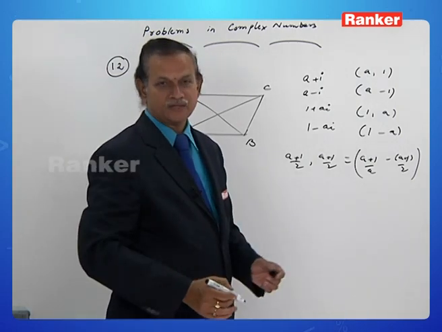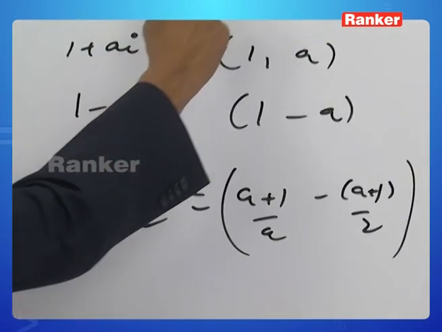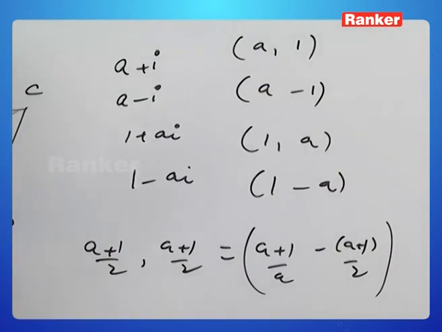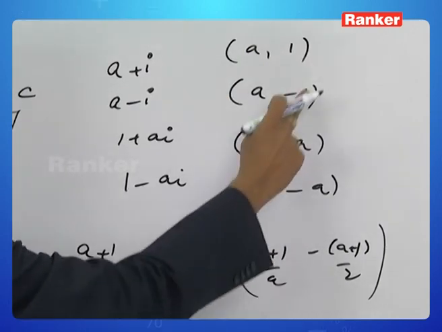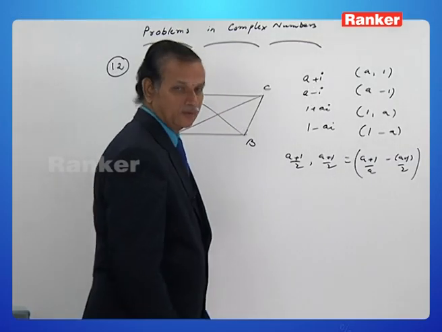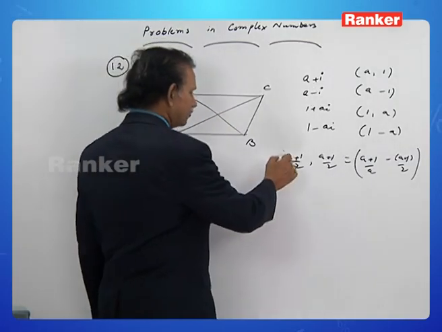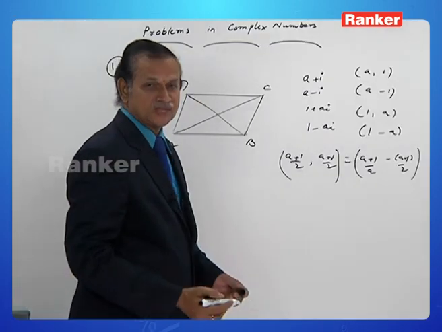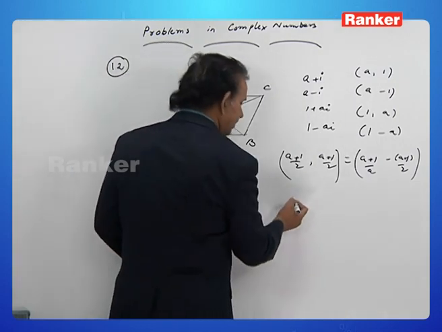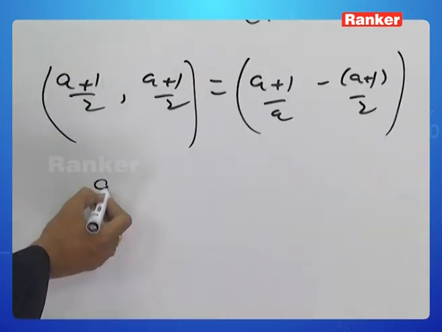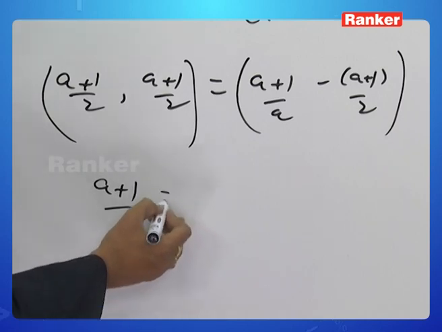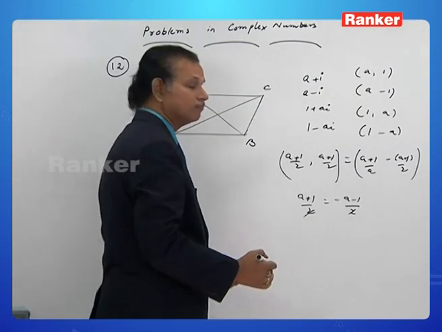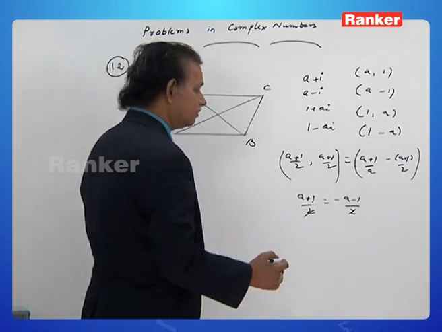A plus 1 by 2. That must happen. Midpoint of AC is (A plus 1 by 2, 1 plus A by 2). Midpoint of BD is (A plus 1 by 2, minus 1 minus A by 2). Okay. By equating these two, the first coordinates of course coincide. Equating the second coordinates, the y coordinates, 1 plus A by 2 is equal to minus 1 minus A by 2.